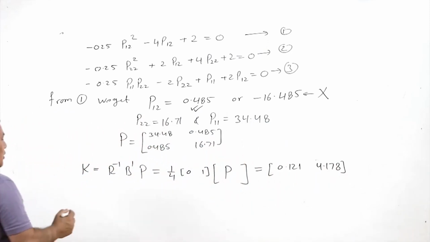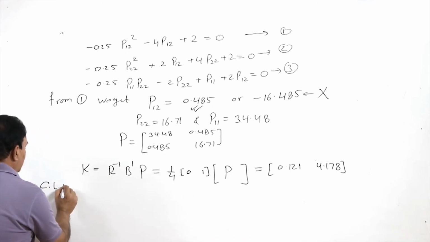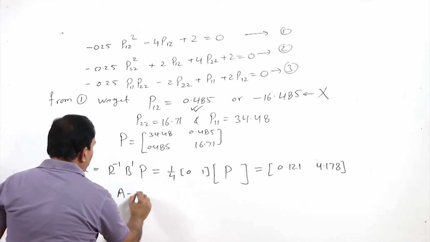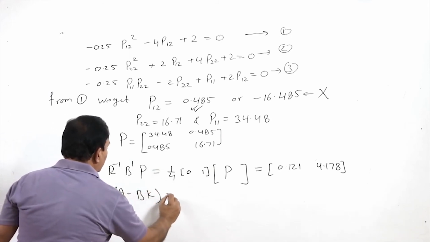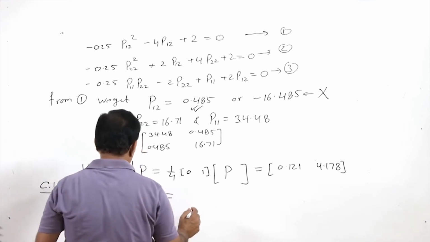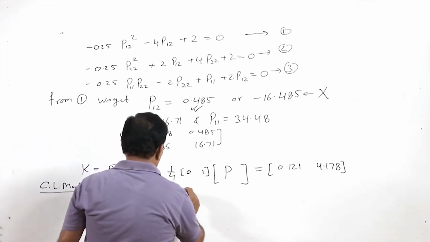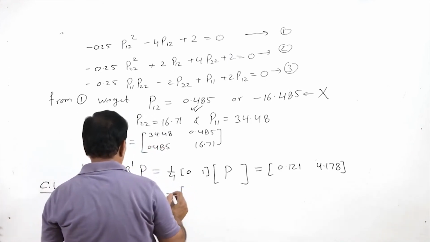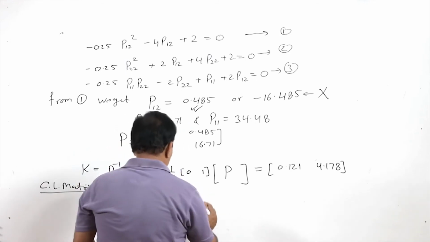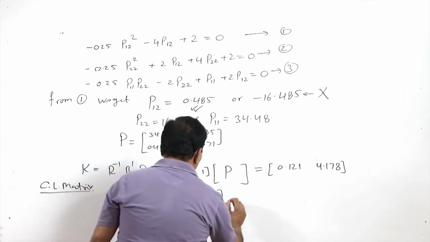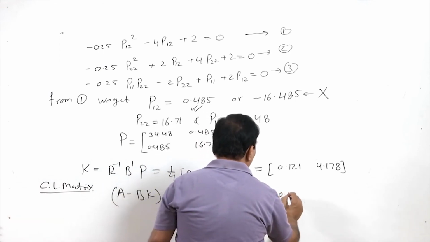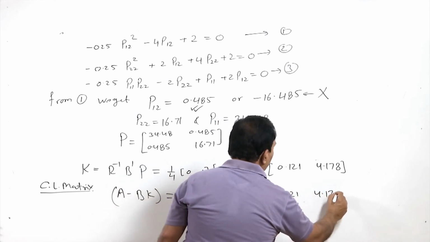Now, what will be my closed loop matrix? My closed loop system matrix will be A minus Bk, and I can write this as A, which is 0, 1, -2, 2, minus B, which is 0, 1, times K, which I take as 0.121, 4.178.